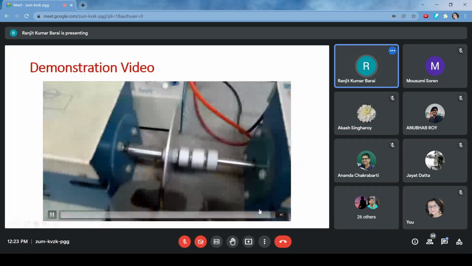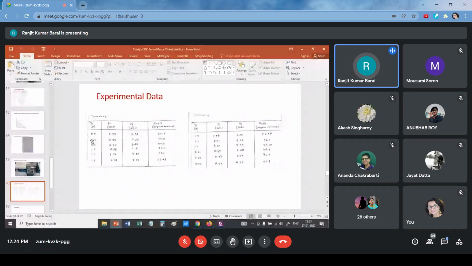In the next reading, what we did, we were curious to see the current variation. So what we did, we go on increasing the current from the minimum armature current to the maximum, say 1.5 ampere, and then we reduced.